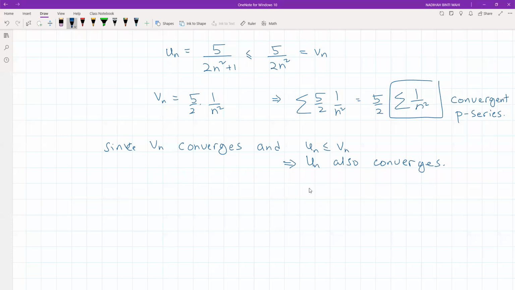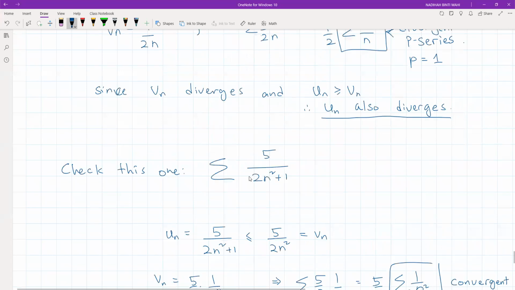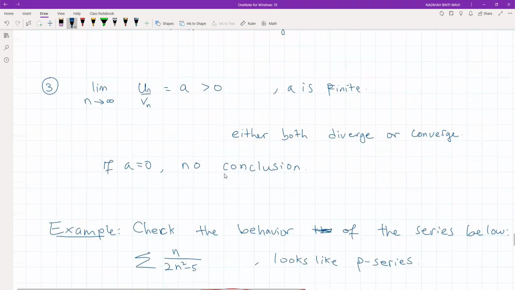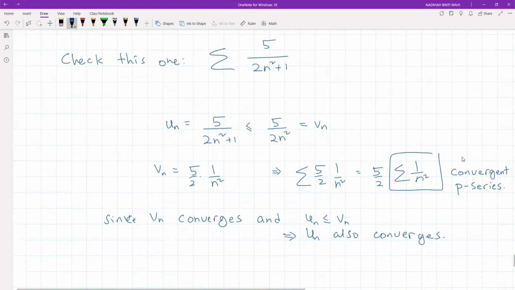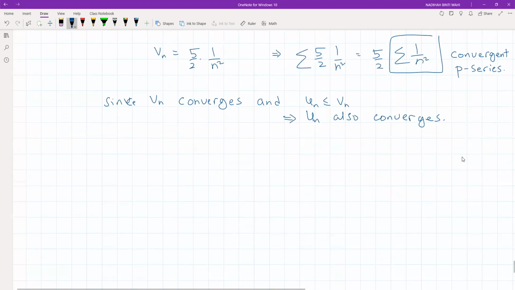All right, you can also check the ratio test. You can check the limit test of the ratio of Un and Vn, that this is equals to 5 over 2, which I'm not going to do. So if you check the limit as n goes to infinity for Un versus Vn, it will give a positive definite value.